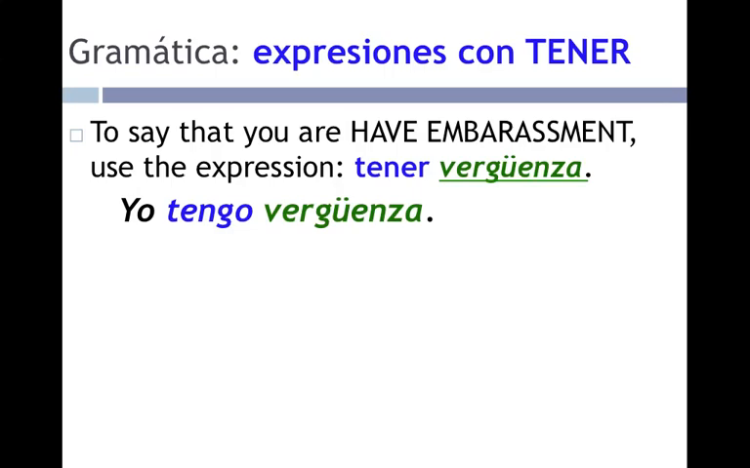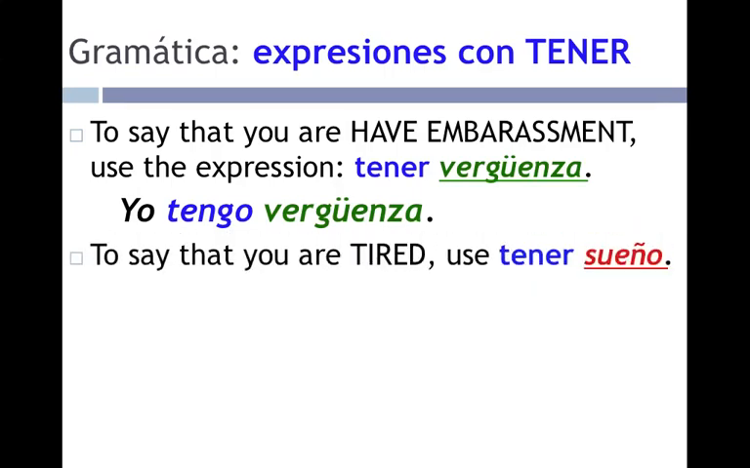To say that you're tired, you use tener sueño. Repitan, tener sueño. Sueño by itself actually means dream. El sueño, un sueño. Repitan, él tiene sueño. So he has tiredness, he has sleepiness.